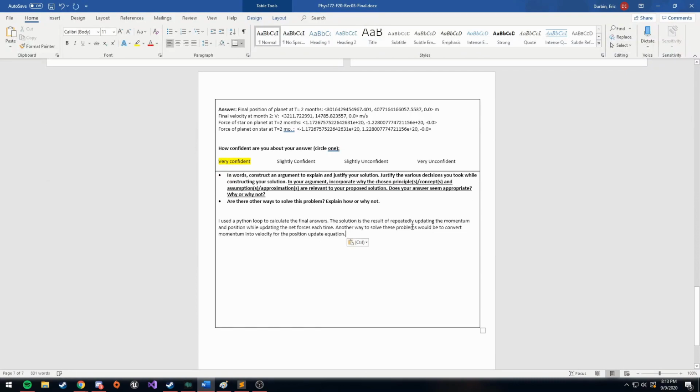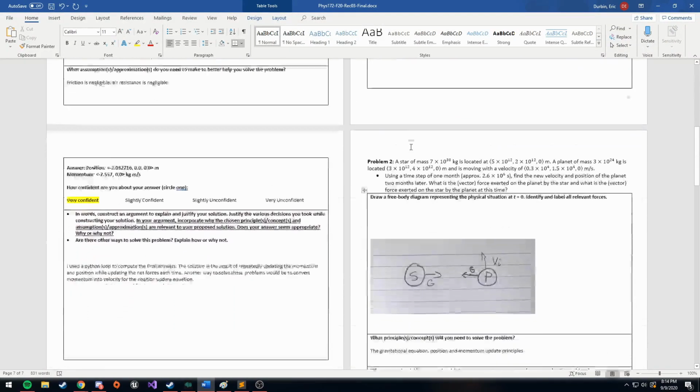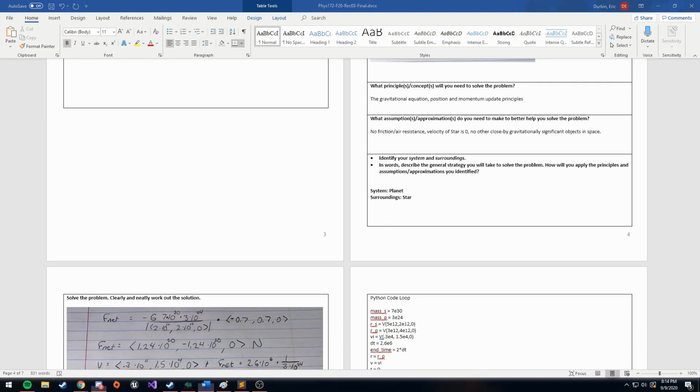Wouldn't the star be the surroundings? Yes. Okay, just making sure, because whichever person did it before wrote the planet as the system and the star as the surroundings. Surroundings would be the star. Oh yeah. What's her name? Audrey. Yeah.